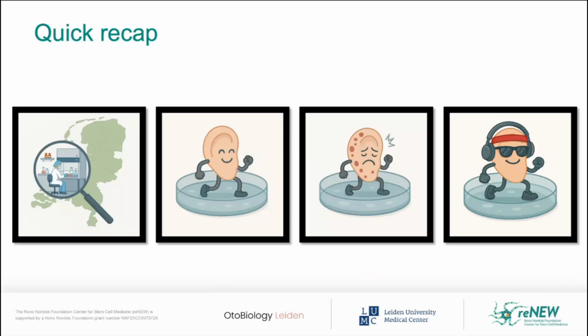So, a quick recap. I showed you a little bit of what we're doing in Leiden. We're working with inner ear organoids. We try to mimic diseases, more specifically USH2A and deafness A9, which I showed you. And we also now have organoids with these dark cells in there.